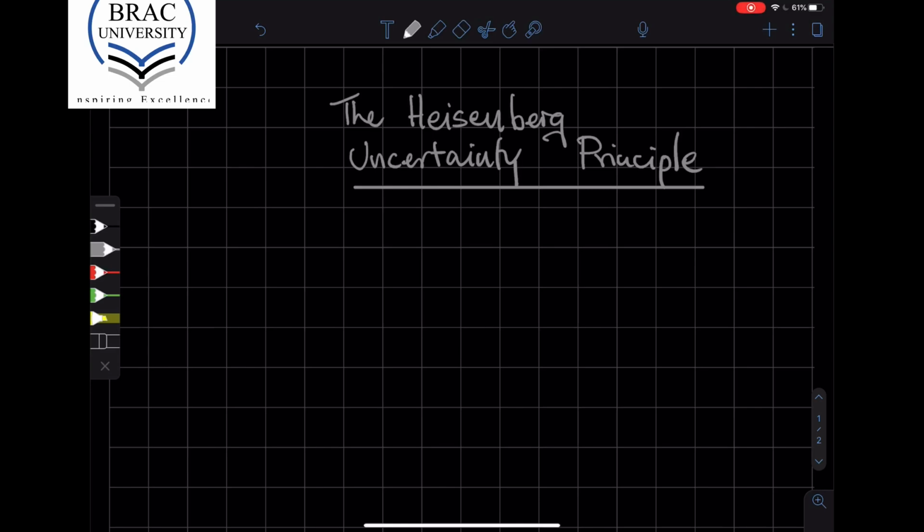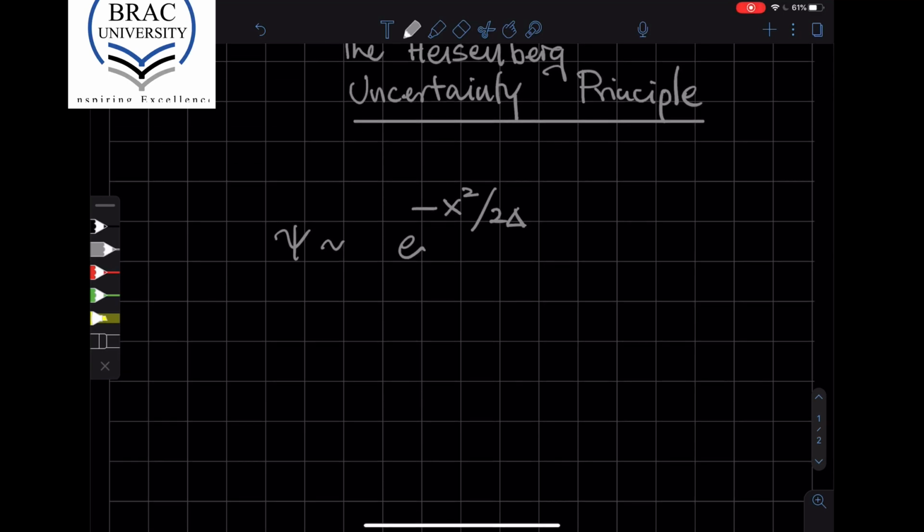Suppose the particle has some wave function, which is given by something. There could be a phase factor, but let's just ignore the phase factor for now. Suppose the particle is given by a wave packet, which is a Gaussian. If this is the wave function of the particle, we know that the momentum space wave function, which is given by A, would also be a Gaussian, because we know that the Fourier transform of the Gaussian is also a Gaussian.